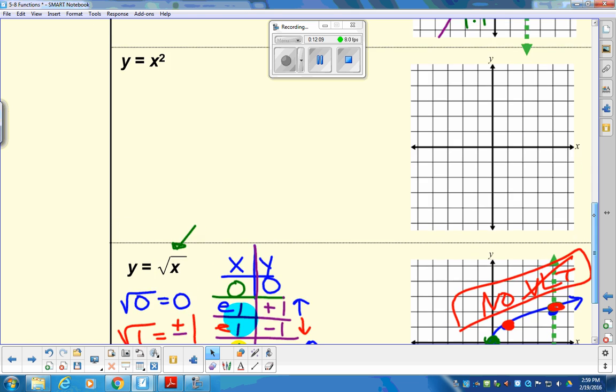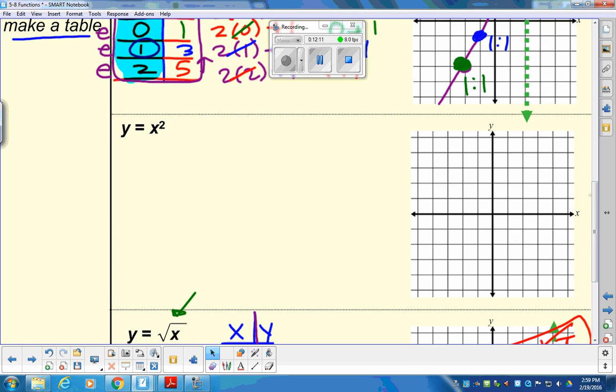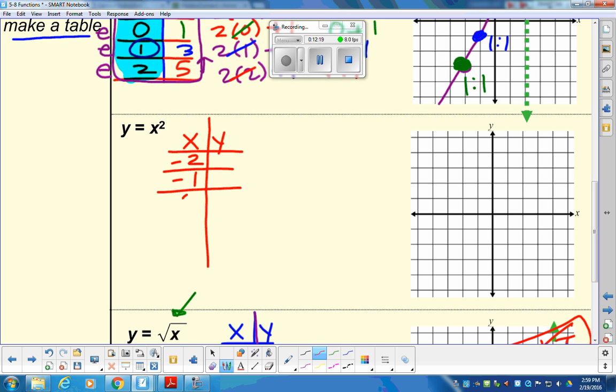All right, so let's go to the middle graph. Middle graph then. So we have x and y in our table. I'm going to go back to picking negative 2, negative 1, 0, 1, and 2. Go ahead and pick those. I'll wait for you to get set up.